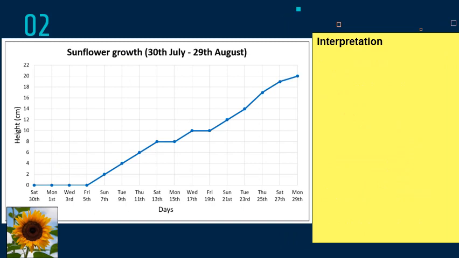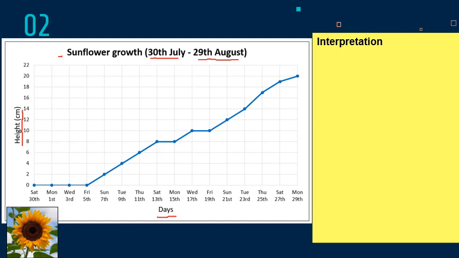Now today, for most of your activities, you'll be answering questions similar to the ones we just did, but I also want to show you how to interpret data, how to interpret a line graph and find the main pieces of information in it. So the first thing I'm going to do, I've got a line graph here, is I'm going to look at my title. That's always the first thing I do. This is sunflower growth, and it's between the 30th of July and the 29th of August. Okay. The next thing I'm going to do is check my axes. So my x-axis is days, and my y-axis is height in centimeters.